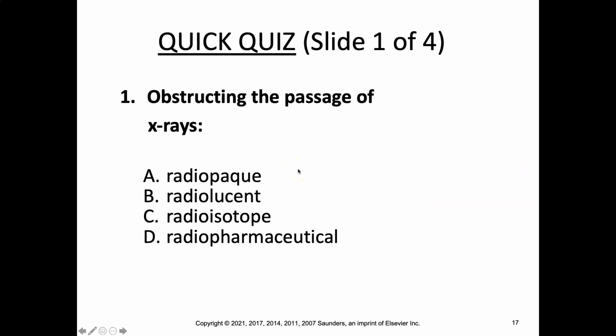Obstructing passage of X-rays. All right, so if you're obstructing it so they can't see it, hint here, which one of these suffixes means you can't see through it? Lucent means light. Isotope, I'll let you look up. Pharmaceutical means a drug, right? So there's your hint.